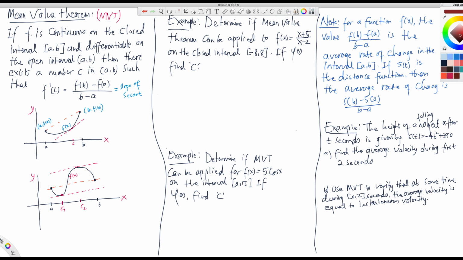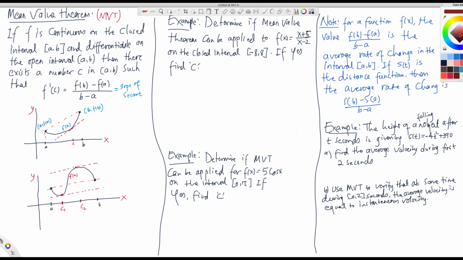If a function f is continuous on the closed interval [a, b] and differentiable on the open interval (a, b), then there exists a number c in (a, b) such that f prime of c, the slope of the tangent at the number c, is equal to f(b) minus f(a) over b minus a. What is that? This point is (b, f(b)), and this point is (a, f(a)).